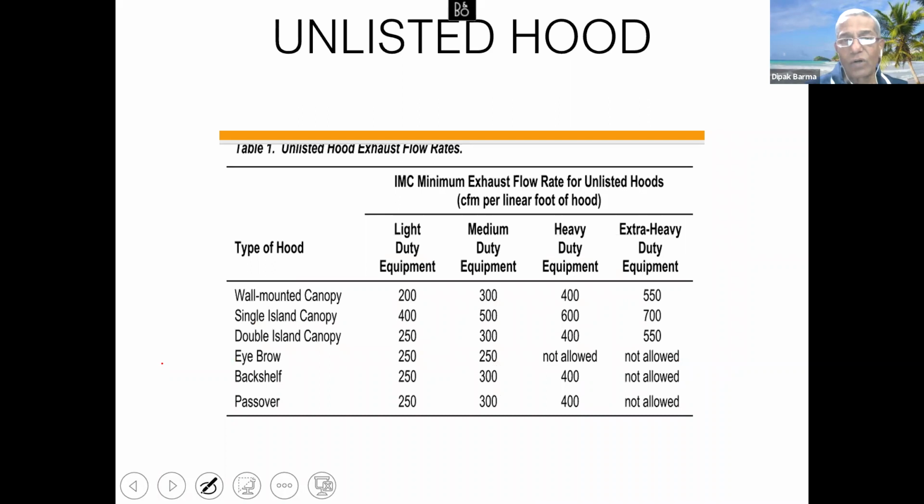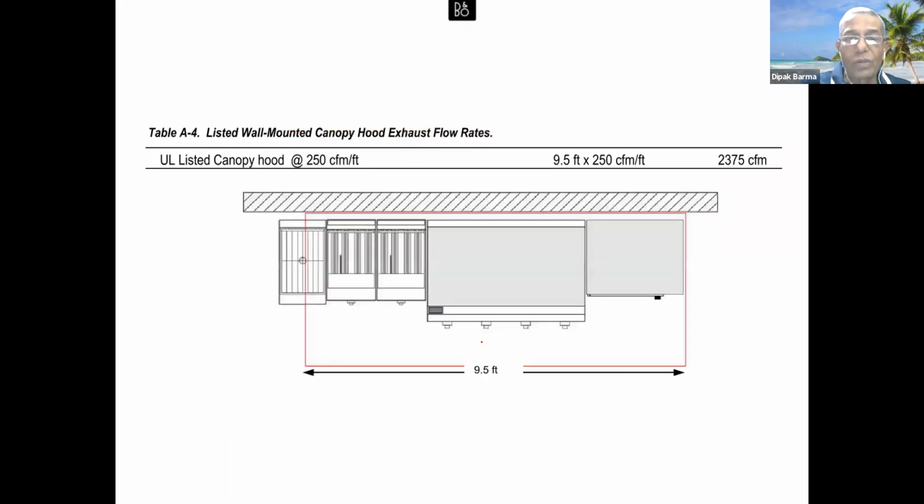For an unlisted hood, light duty equipment will be 200, medium duty equipment 300, and so on and so forth for different things, single island canopy hood. Now, depending on what type of hood you have, you can take a certain amount of airflow on this and decide what is the amount of air you're going to use.